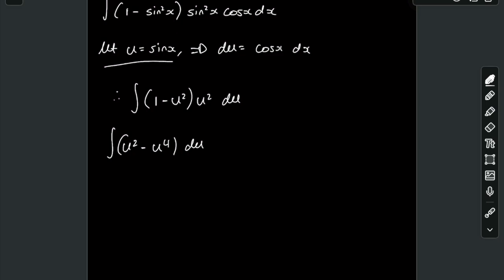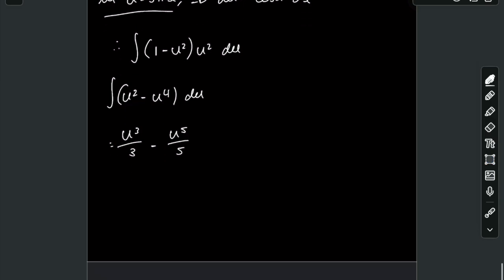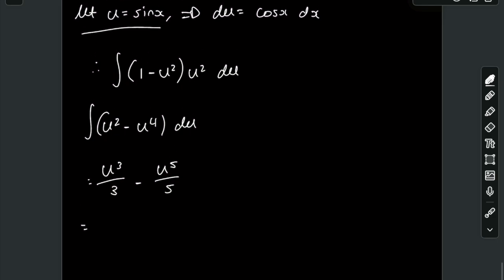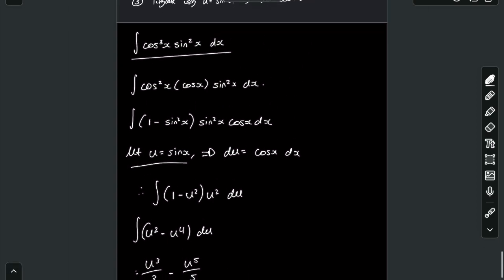And if we expand that even further, what we're going to get is u^3 over 3, that's u^5 over 5, and we can therefore say that that's just going to equal sine^3 x over 3, minus sine^5 x over 5, plus c. And that's going to be the final answer for this one.